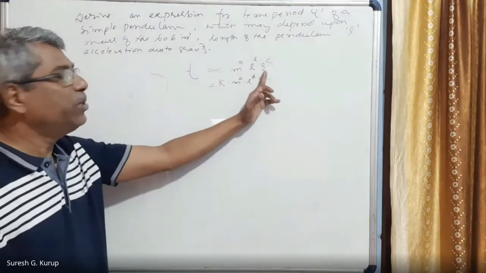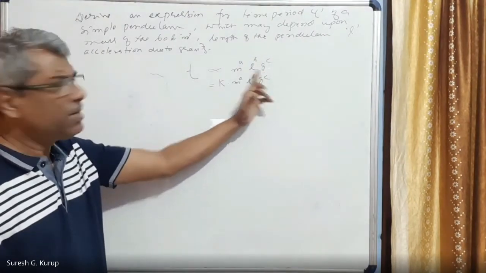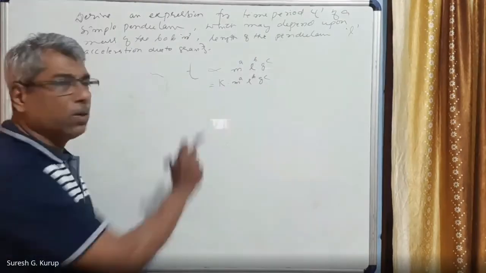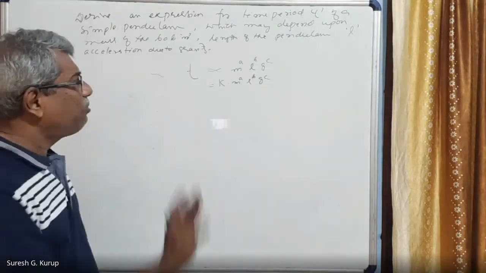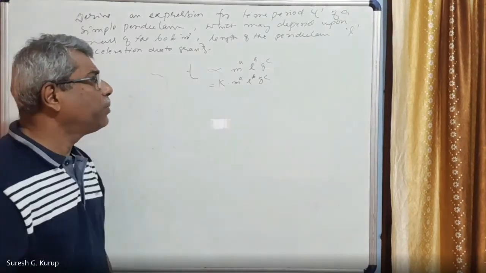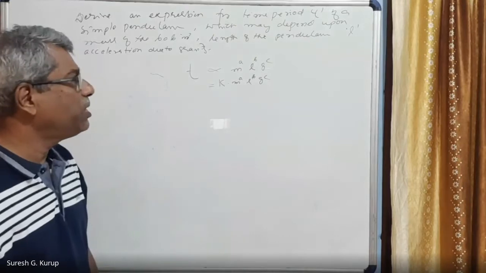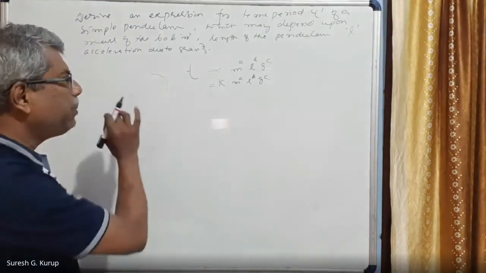Sometimes in place of G, there will be T, right? And these values may change. Physical quantities on which this particular quantity depends may change. So this is the first way we write it: T is equal to constant K into M raised to A, L raised to B, and G raised to C. Now taking dimensions on both sides.